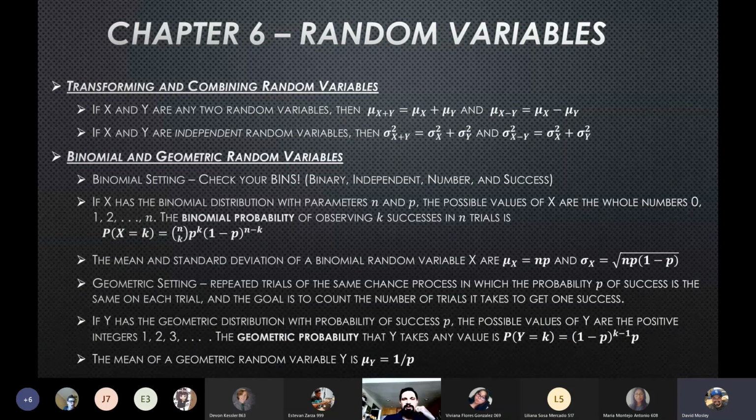The mean and standard deviation of a binomial random variable X are mu sub X equaling NP and sigma sub X equaling the square root of NP times 1 minus P.